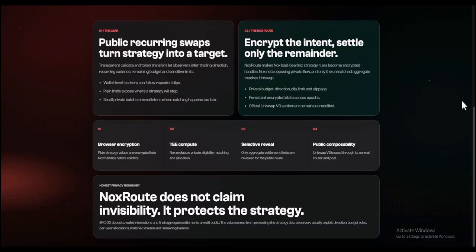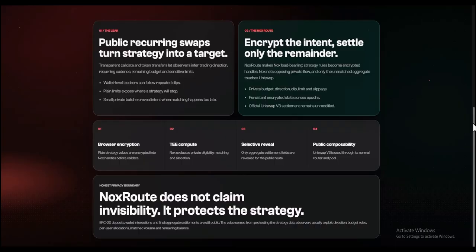Observers can follow the wallet, infer the next move, front-run the route, or copy the strategy before the owner has finished executing it. NoxRoute changes that privacy boundary. The public chain can still verify that a wallet funded a strategy and that a final settlement happened, but the strategy itself is encrypted before call-data is submitted. Budget, clip size, limit price, slippage, direction, matching volume, remaining balance, and per-user allocation become Nox handles instead of plain public parameters. On the home page, the app explains the leak first, then the route.